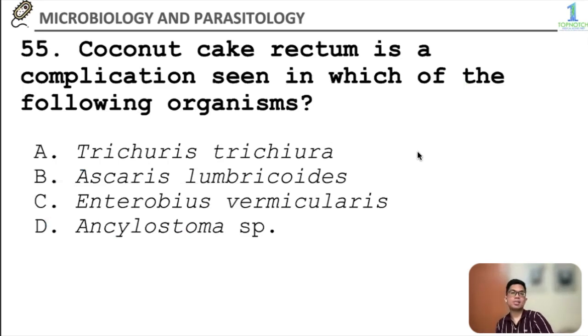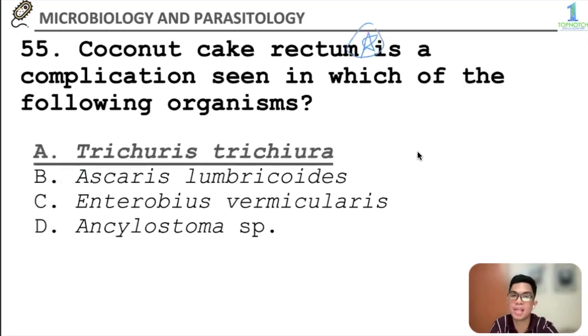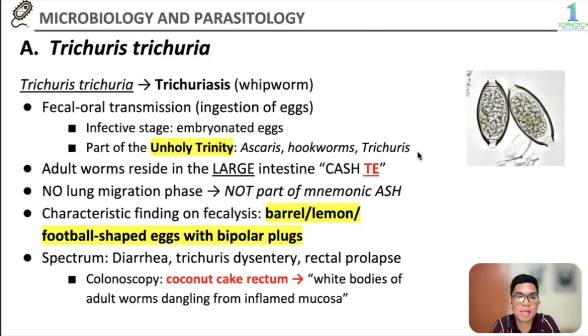Last 6 questions. So, coconut cake rectum, buzzword din yan for what organism? Is your Trichuris trichiura. Very good. So, Trichuris is also known as your whipworm, and it's transmitted fecal-orally through ingestion of its eggs. So, its infective stage is your embryonated eggs.